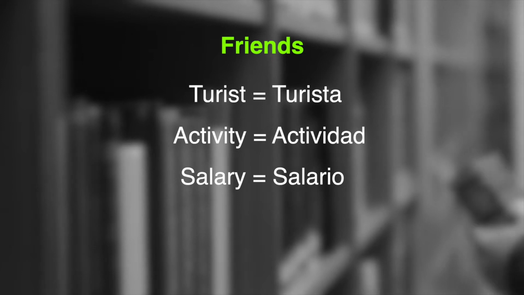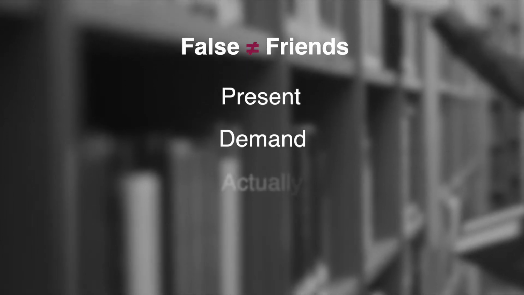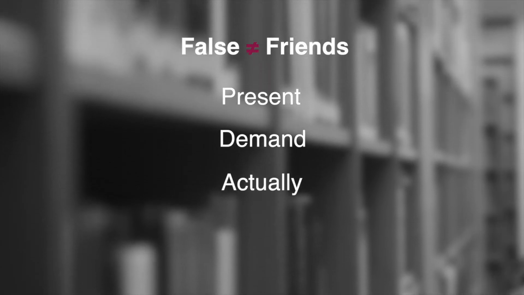But we also have false cognates, or false friends, when words look the same, but actually don't have the same meaning. Today, we will look at three of these, and how they cause problems. The words present, demand, and actually. So, let's start the video.